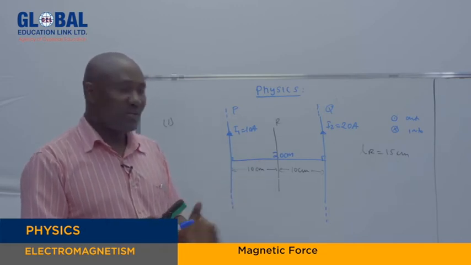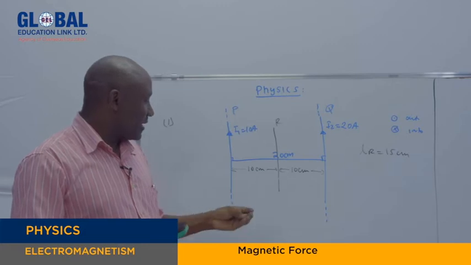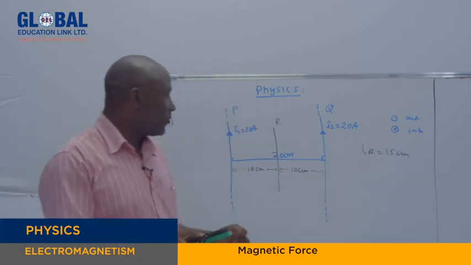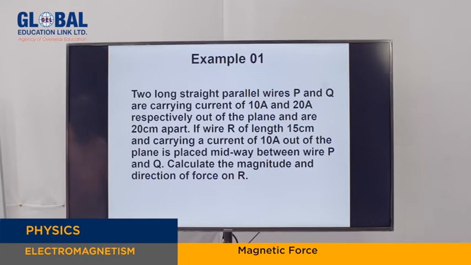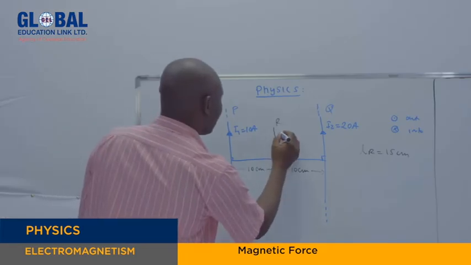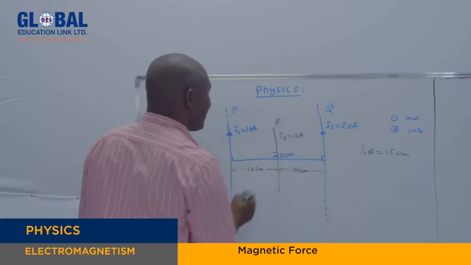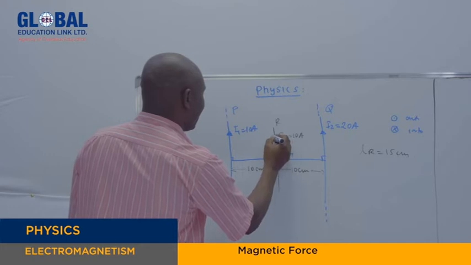Remember, we discussed the forces acting on a conductor, and then we talked about the forces between two conductors. But the question here is asking about the magnitude of the force acting on R, and we should know even the direction. The current here is given. Let's take this current 3, and it's given as 10 ampere. This current is also out of the plane, like that.